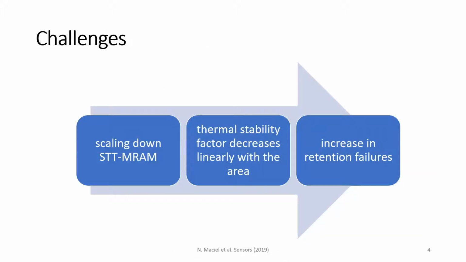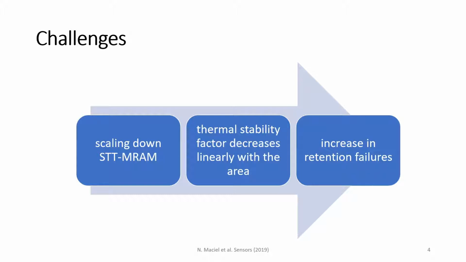In this page, I'm going to introduce the challenges of thermal stability factor of STT-MTJ. When we scale down the STT-MTJ, the thermal stability factor decreases linearly with the area and increases retention failures. As we know from the definition of thermal stability factor, the energy barrier can be related to the anisotropy. And if we want to get a higher value of thermal stability factor, we can increase the energy barrier.